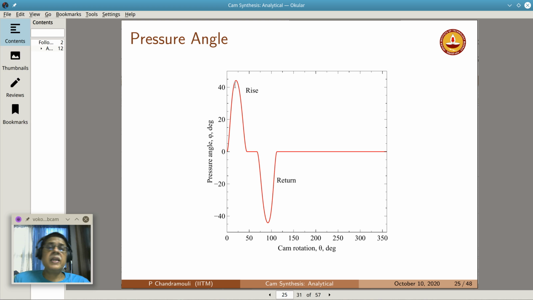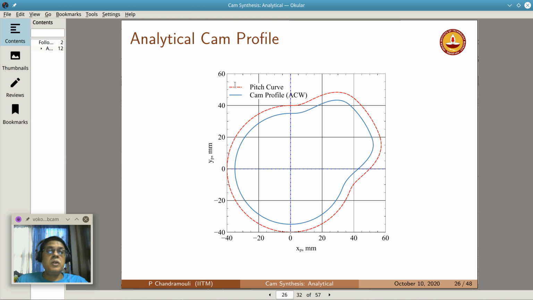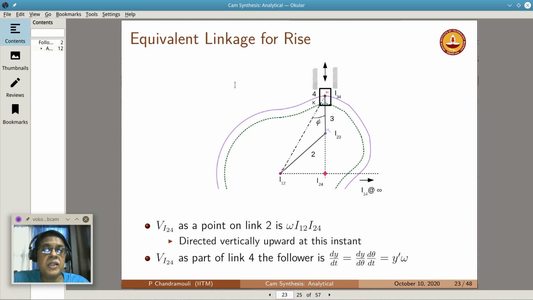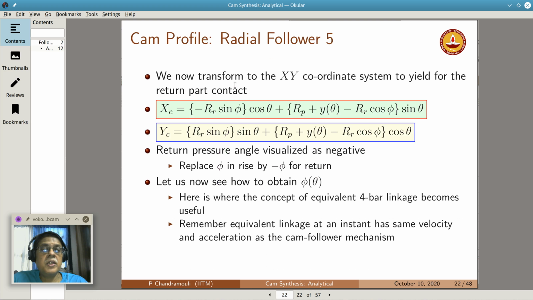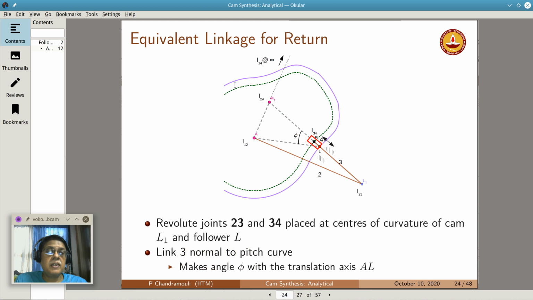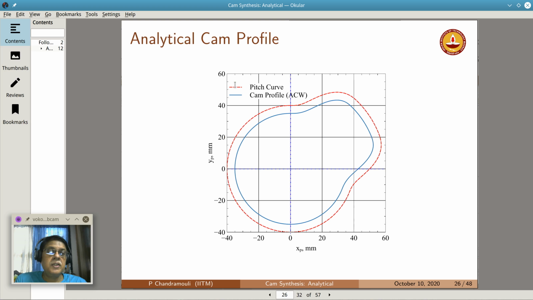If I desire that it should be only about 30 degrees instead of 45 degrees, I can now increase the base circle radius and achieve a lower pressure angle. So here is the CAM equation. Remember, the CAM equation was already derived for you. The phi was something that needed to be found out. We did that, and we simply plugged that into this equation to generate the CAM profile, pitch curve and CAM profile. So earlier I showed you the pitch curve.